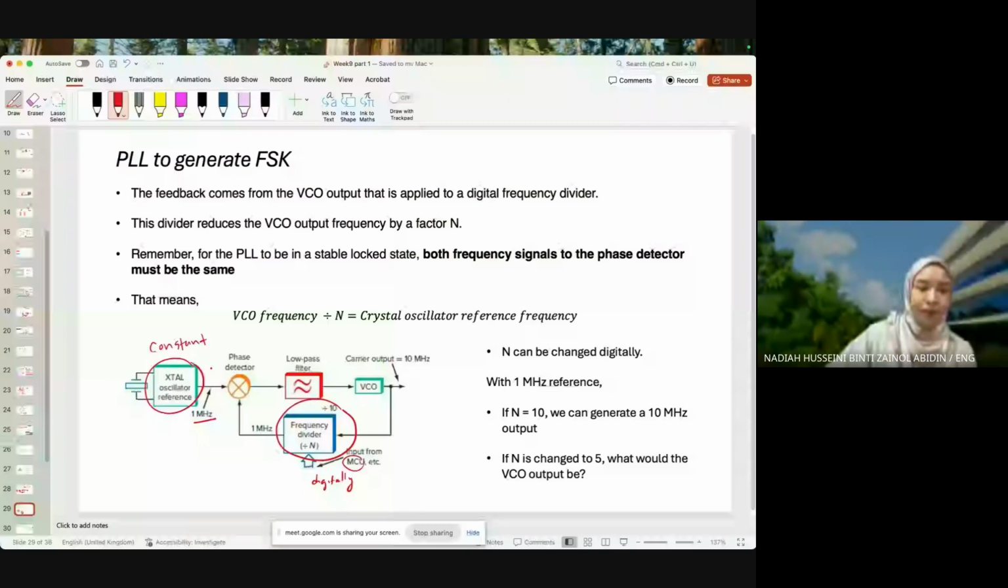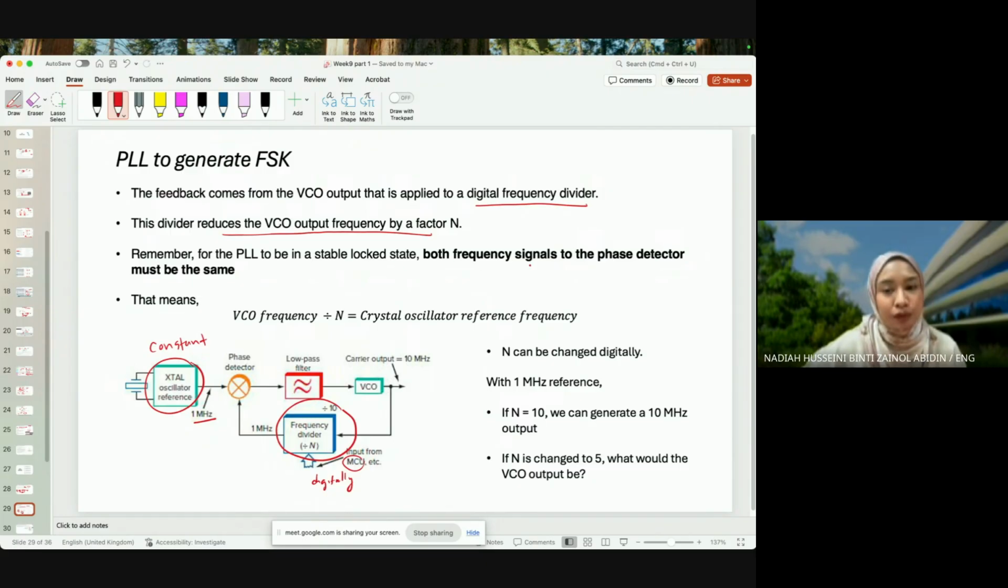The feedback comes from the VCO output. This is now going to produce our feedback, which is fed into the frequency divider, a digital frequency divider. This divider reduces the VCO output frequency by a factor of n. Remember, for a PLL to be in a stable locked state, both frequency signals to the phase detector must be the same. So the inputs F1 and F2 should be the same.